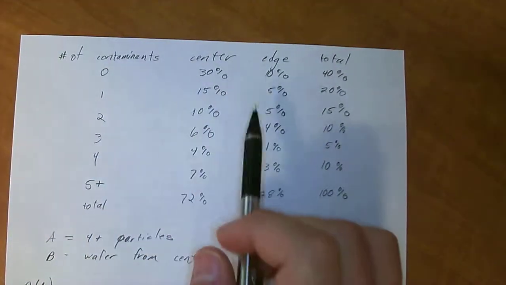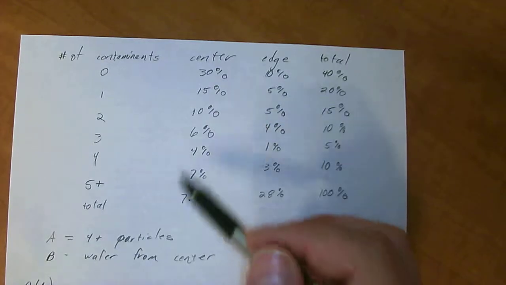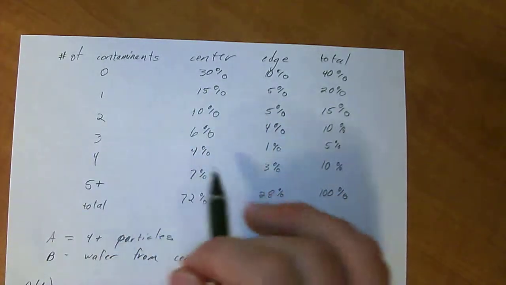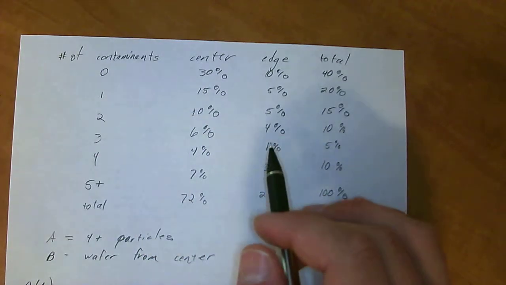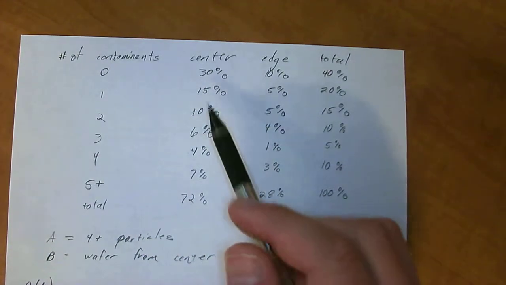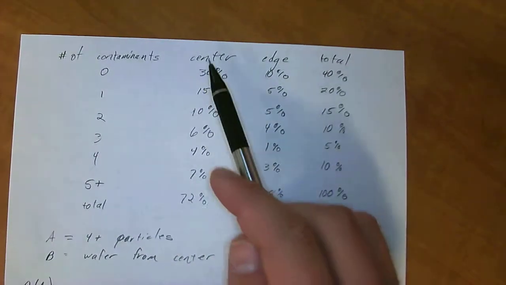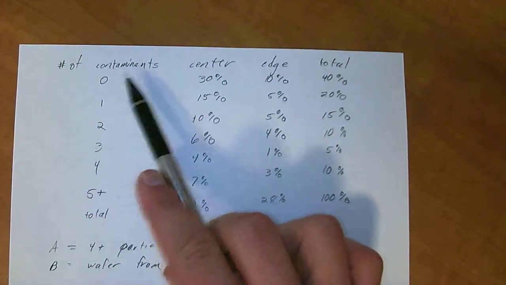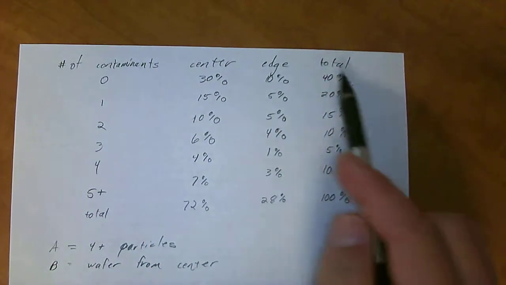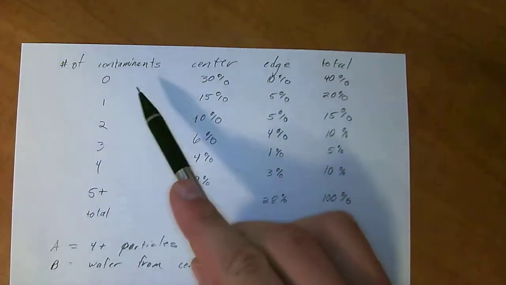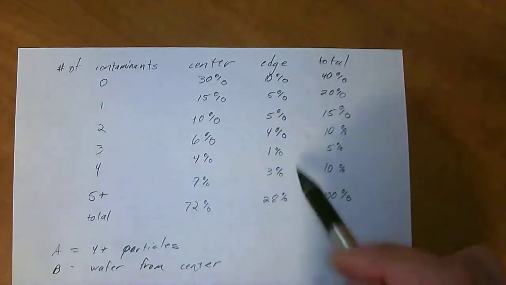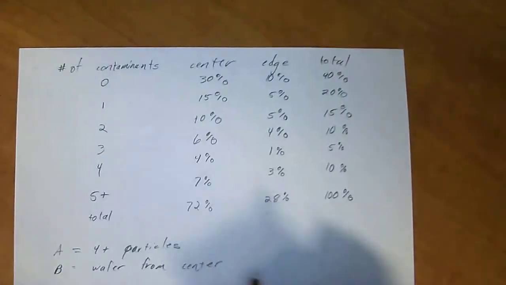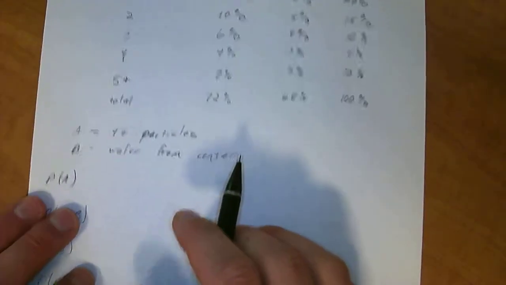So we have this chart of where a wafer was taken and the number of contaminants that it has. If you're in a manufacturing facility making silicon wafers, the probability of it being in the center and having zero contaminants is 30%, and so on and so forth. Or being from the edge and having zero contaminants is 10%, and so on and so forth. We have the totals over here of each one of these, and you'll see how this all comes into play.